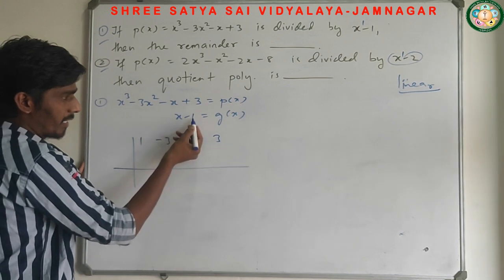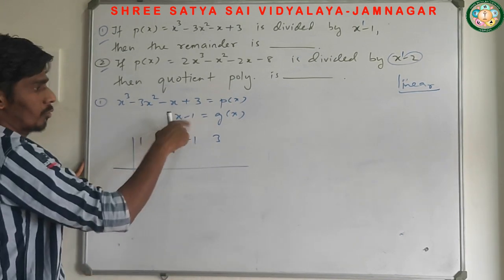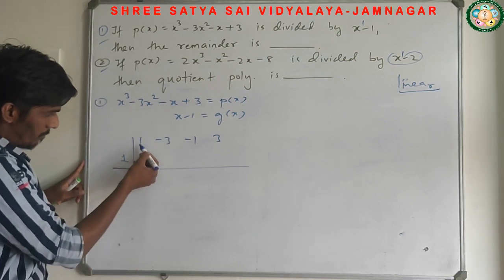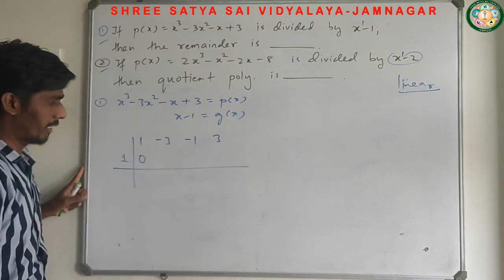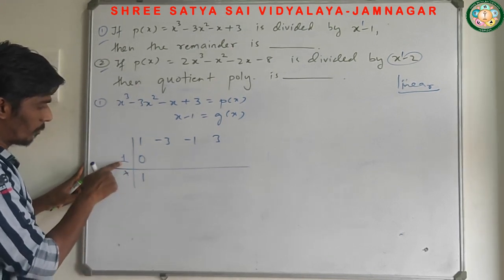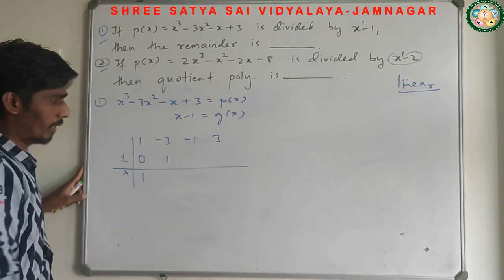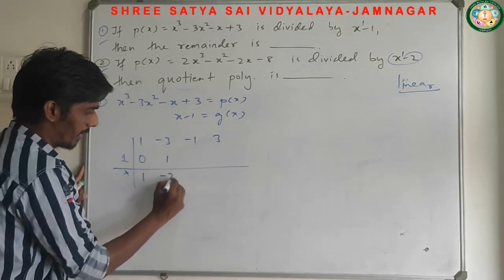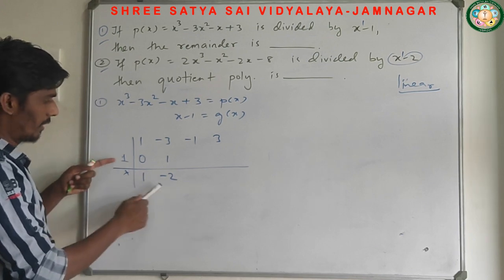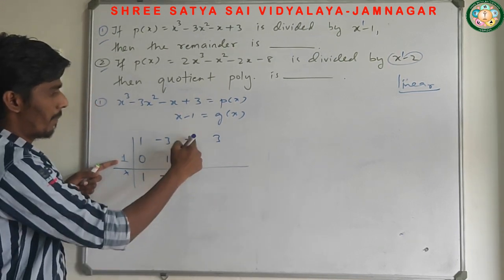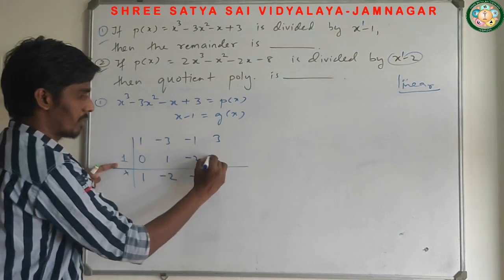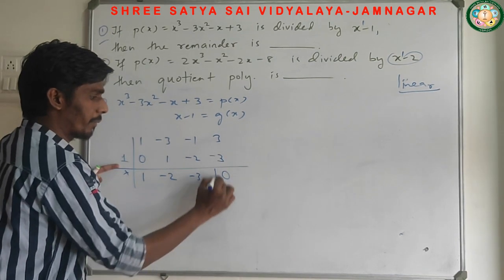If we are dividing by x minus 1, I have to take its opposite sign. So I have to take here plus 1. Always below the first digit, you have to take 0. 1 plus 0 is 1. Now this 1 is multiplied with 1, we get again 1. Minus 3 plus 1 is minus 2. Minus 2 multiplied by 1 is minus 2. Minus 1 minus 2 is minus 3. Minus 3 into 1 is minus 3.